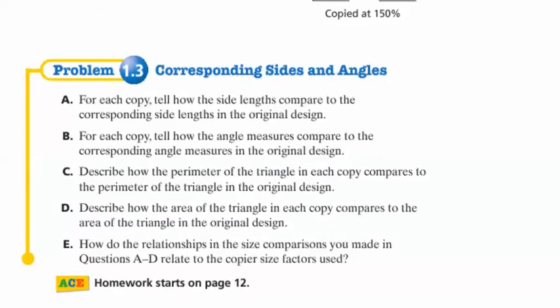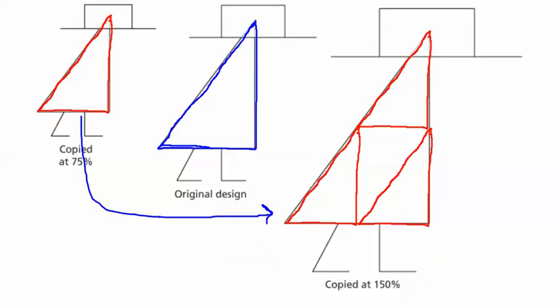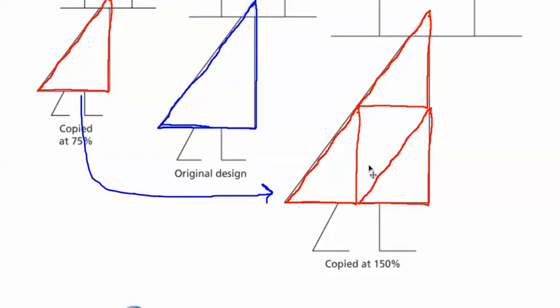All right, finally, how do the copier codes work? Well, obviously, this is 150% of the original. This one is 75% of the original. And when we talk about this percentage, we're talking about the actual side lengths, not the area.